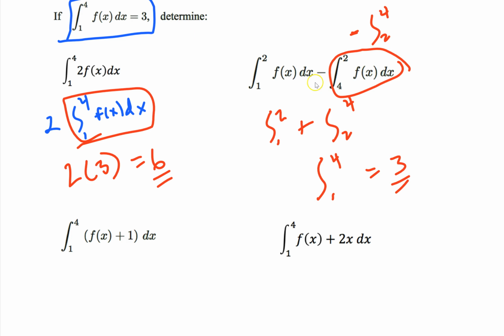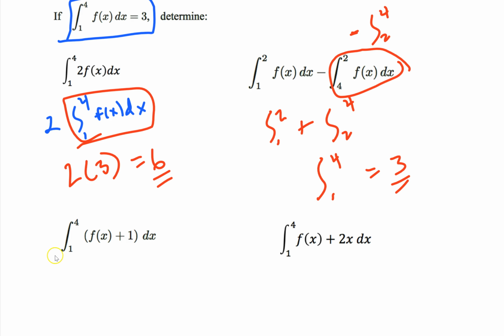So the answer to all this is just 3. Once you flip it, you get positive 2 to 4. Well, now you can connect them because these two match and you're just adding areas. This area plus that area equals the whole area. And 1 to 4 is just 3.